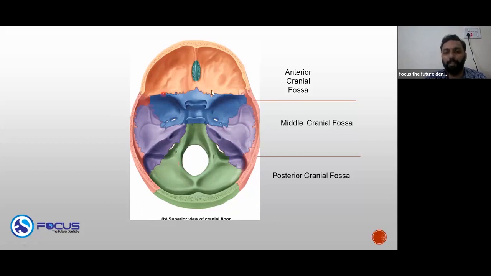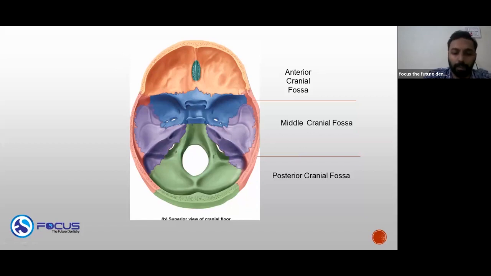of depression. One is this depressed area, which we call by the name anterior cranial fossa. The second one is this region, which is again another depression, which we call by the name middle cranial fossa, and lastly there is posterior cranial fossa. Okay, so this is how the cranial cavity is divided.